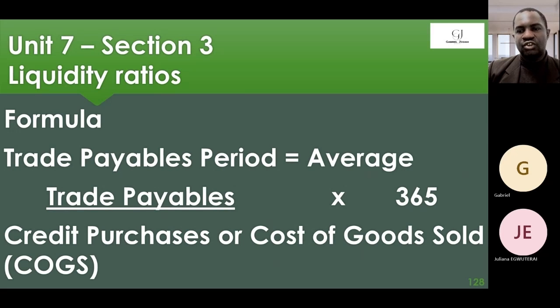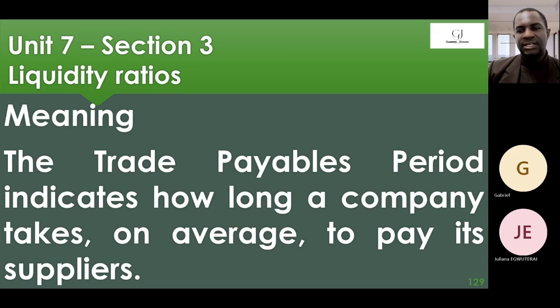So the formula is clear on the screen. We have it as trade payables divided by credit purchases. And where you don't have credit purchases in the question or in the financial statement, you use your cost of goods sold. It's an alternative. We have it as trade payables divided by credit purchases or cost of goods sold, times 365 days. What does it mean? It indicates how long a company takes on average to pay its suppliers. We measure it in days. That's simply what it means.